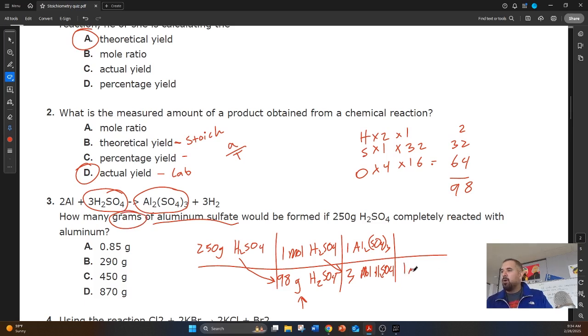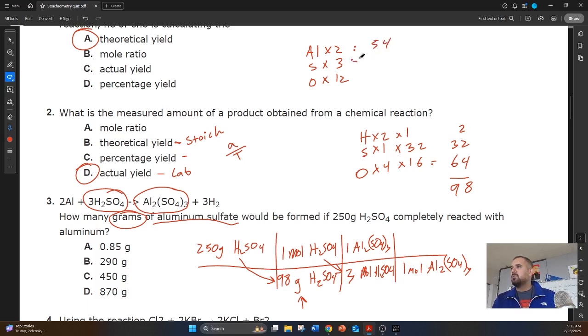So at the bottom, we're going to put 1 mole of Al2(SO4)3. So let's go ahead and calculate the molar mass here. So we have aluminum times 2, sulfur times 3, O times 12, and that's all we got here. All right, so 27 times 2, that's 54. Sulfur, which is 32, times 3, 96. And then oxygen, which is 12 times 16.